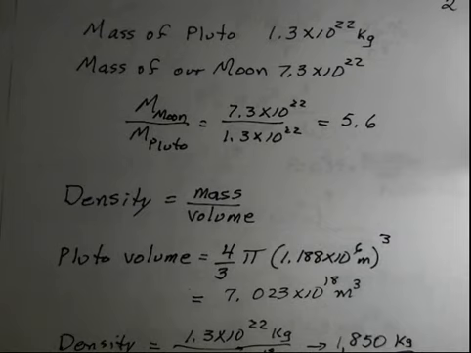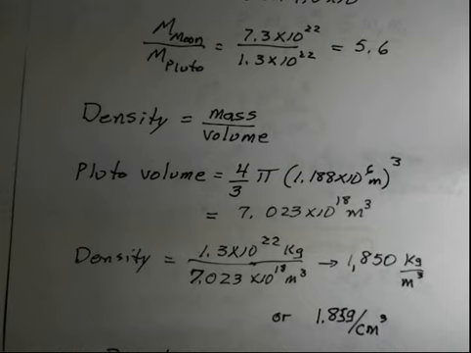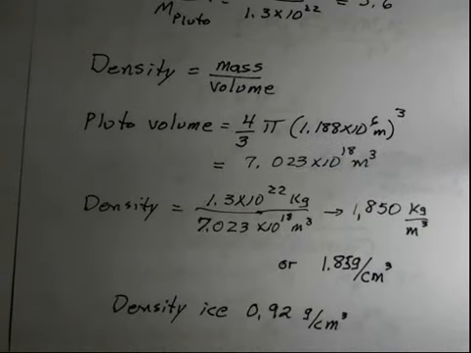Or if you want to go to grams per cubic centimeter, you just divide by 1,000 to shift units from kilograms per cubic meter to grams per cubic centimeter. So 1.85 grams per cubic centimeter. And I looked up the density of ice on the Earth that's not compressed. I get 0.92 grams per cubic centimeter.